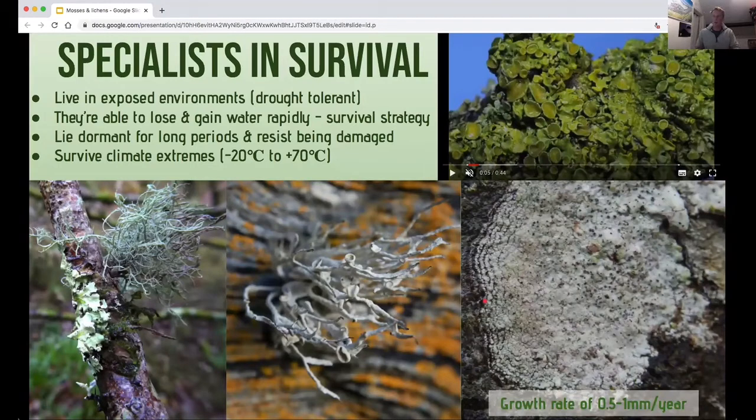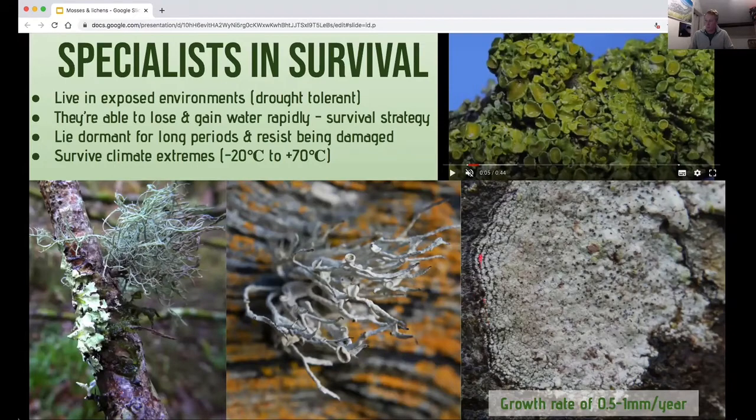I mean, the diversity of them in Britain, we've got 10% of the world's lichen, is testament to the environments that we've got here, the cool oceanic climate. It's perfect for lichen growth, huge range of habitats as well.